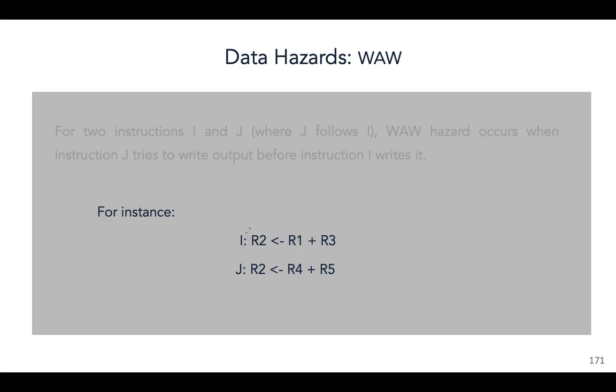Instruction I requires us to add R1 and R3 and write the result to R3. And then instruction J is supposed to add R4 and R5 and write it to R2. Now you can see that both of the writing is being done to the same register. So the final state of the register will depend on which instruction is allowed to write into it first, right? So sequentially, I is supposed to go before J. That is the correct sequence of operations. But if it doesn't happen that way, then a WAW hazard occurs.